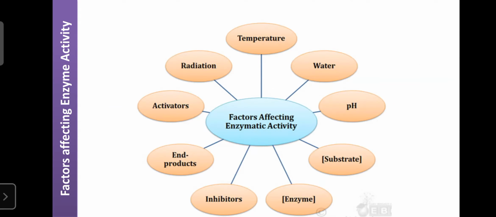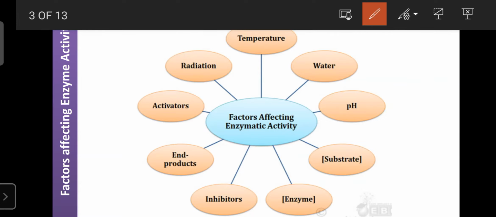These are the various factors that can affect the enzyme activity. The first one is the concentration of enzyme. All enzyme activity depends upon the concentration of the enzyme and the concentration of the substrate. If the enzyme is more, more catabolic reactions occur. If the substrate concentration is more, more final product will be formed.